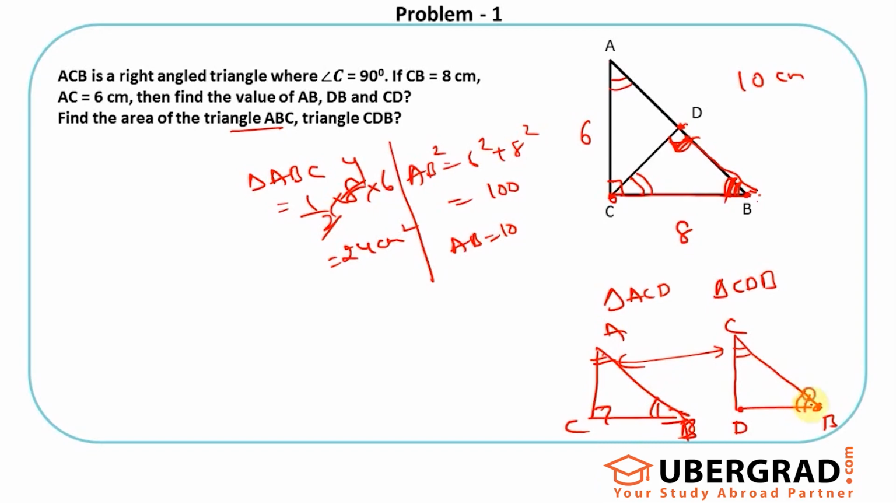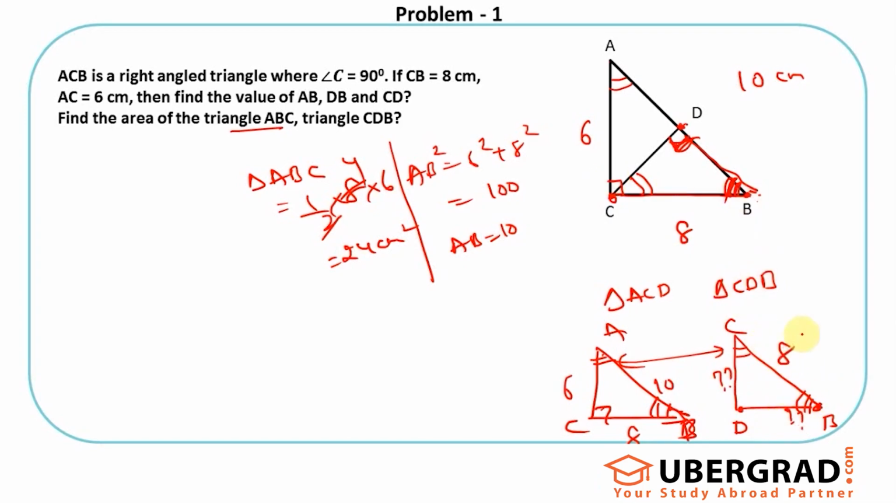It's very important for us to draw it such that they look exactly similar, right? Otherwise, you will not be able to visualize and pick the relevant sides. Now, let me write the values. I know AC is 6, CB is 8 and this is 10. What about CD? I don't know. What about DB? I don't know. What about CB? I know it's 8.